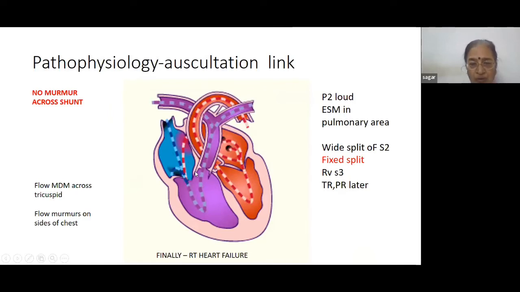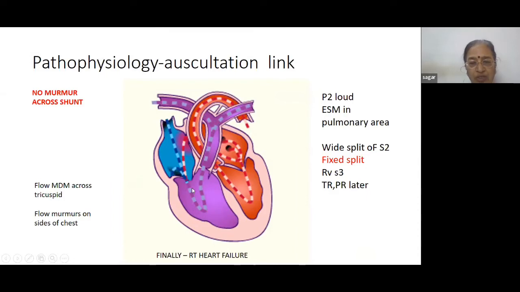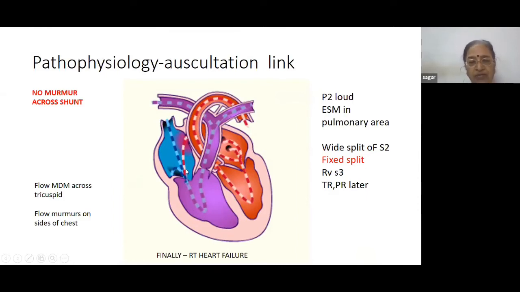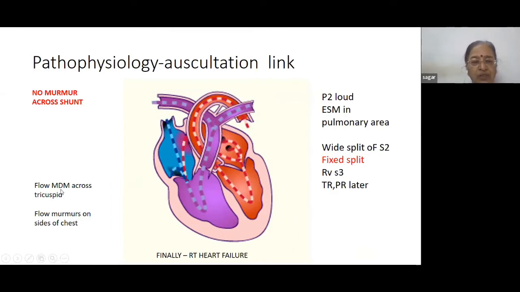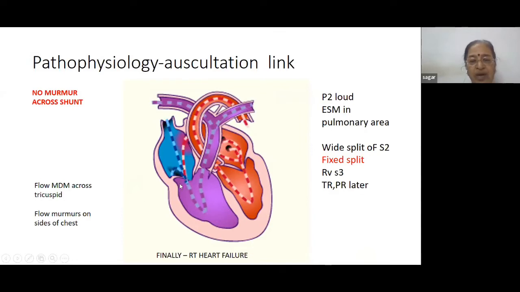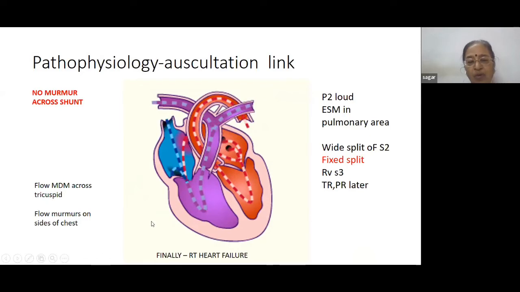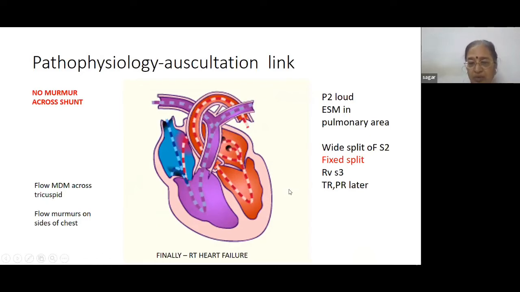All of them are going through the normal mitral valve. So there's a flow MDM because of increased flow across the normal tricuspid valve. So there's a flow MDM across the tricuspid. And if you have a lot of blood in the lungs, you can get what you call flow murmurs on the sides of the chest, which you can auscultate.